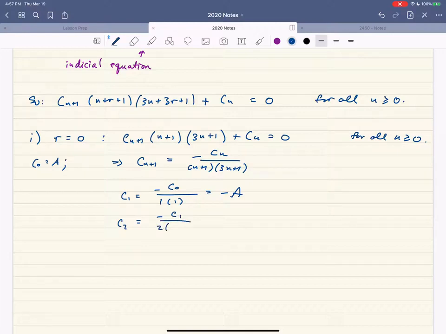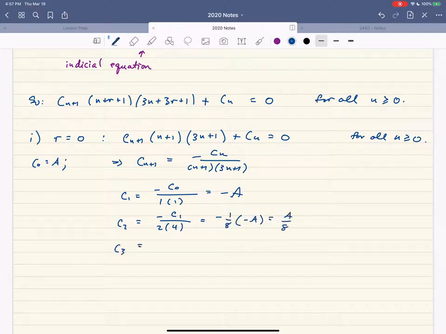And c2 is going to be minus c1 over 2 times... so if n is 1, we get 2 times 4. So we end up with minus 1/8 c1, which is minus a. So that's going to be a over 8.